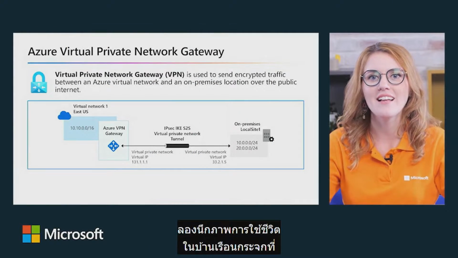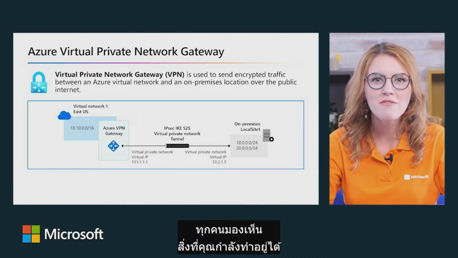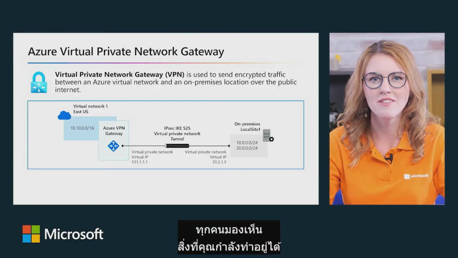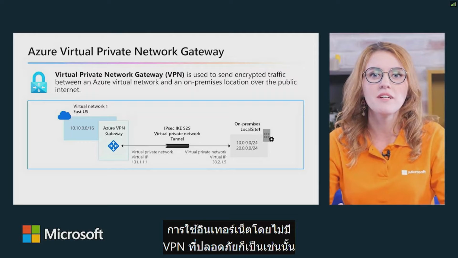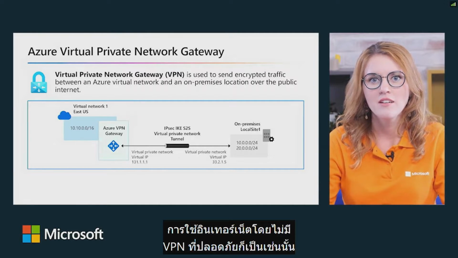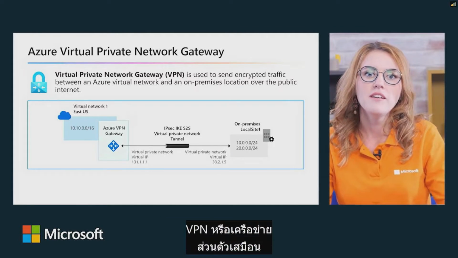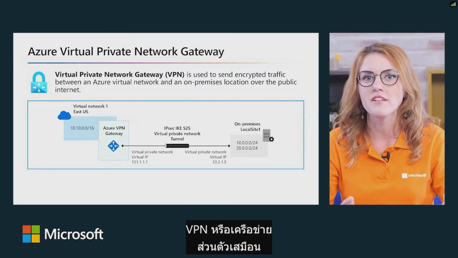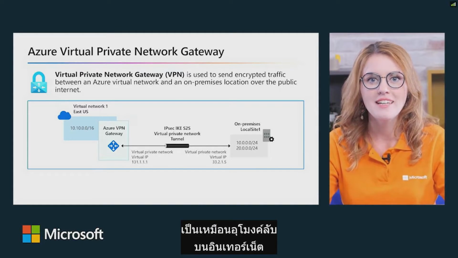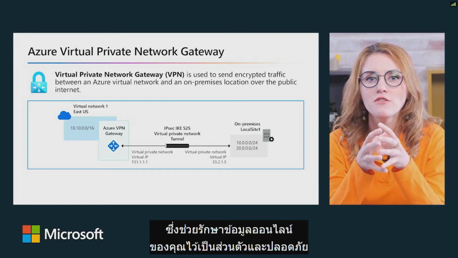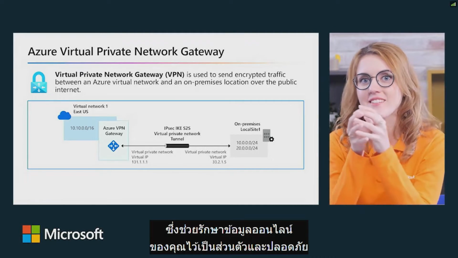Imagine living in a glass house where everyone can see what you're doing. Not a great feeling, right? Well, using the internet without a secure VPN is a bit like that. So what is a VPN? A VPN, or virtual private network, is like a secret tunnel on the internet. It keeps your online information private and safe.